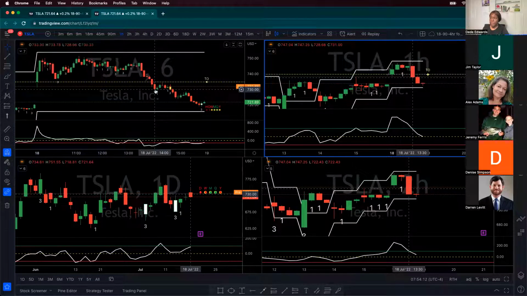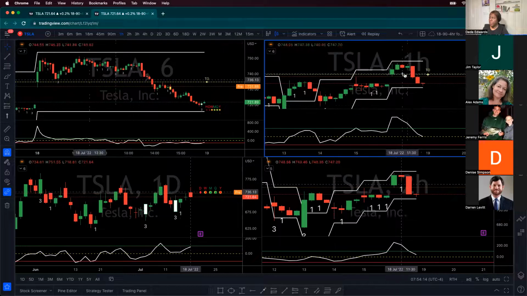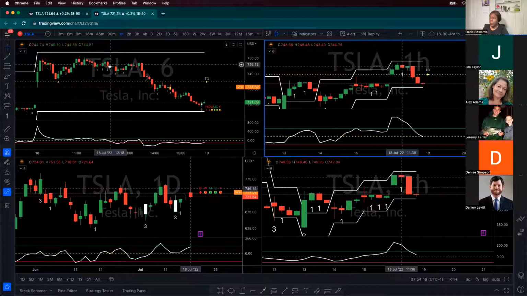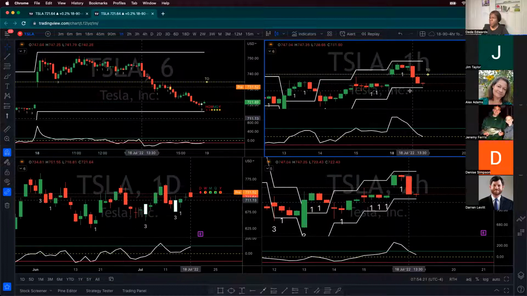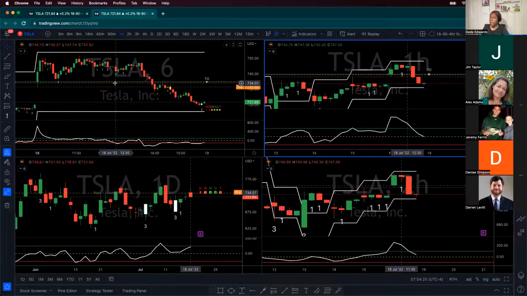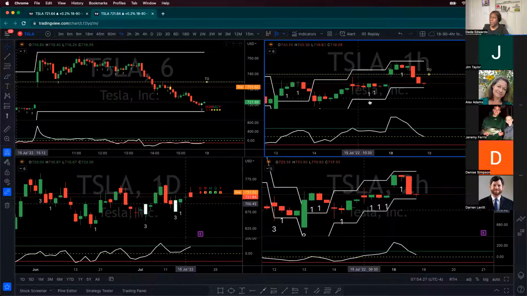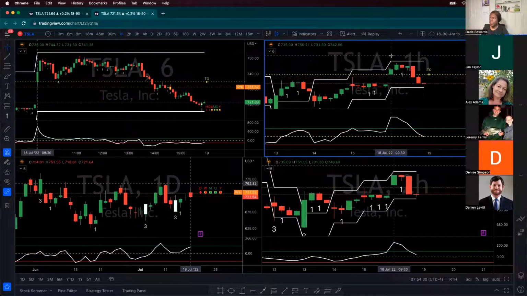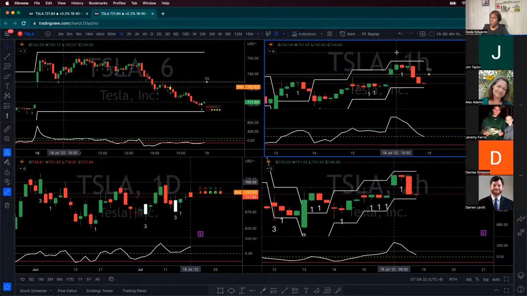Everything doesn't work exactly the way you like it to. So here was Tesla. Actually got in up here though, but let me show you what happened and why it's so hard to trade Tesla. Same thing, gapper. It went 2 up.